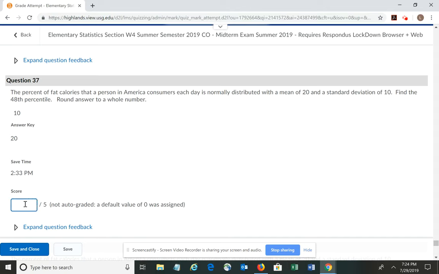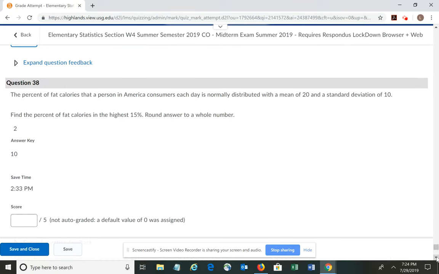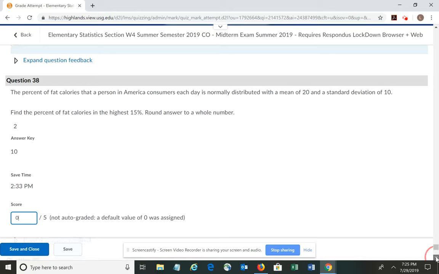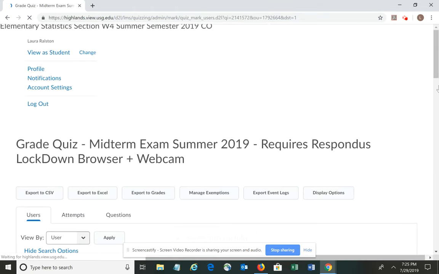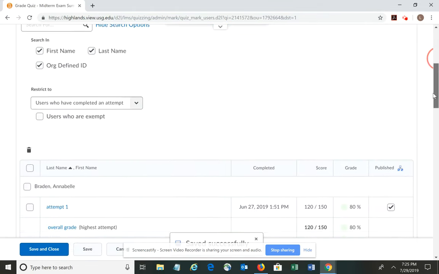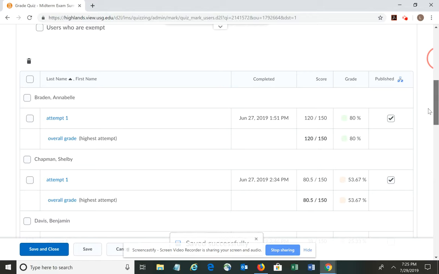Number 37 is incorrect. 38 is incorrect. And 39 is also incorrect. Okay, so I mark those with no credit or 0 points. Once I'm finished, I click Save and Close. And again, originally the student was at 26.5 and now they're at 80.5.